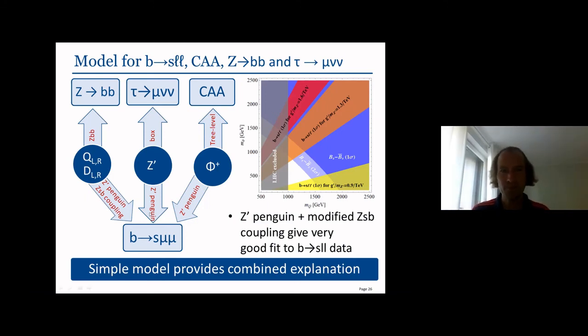So I would say for explaining 4 anomalies, this model is quite minimal. And here you just see it nicely works for b to s l l without violating bounds from B_s-bar mixing for vector-like quarks around 2 TeV and a singly charged scalar mass around 1.5 TeV, while this here is excluded by LHC searches.